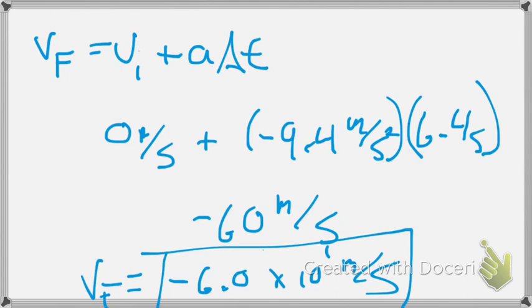Yeah, sometimes I think it would help if we wrote it like seconds over 1. It would help us see that those seconds cancel out and we're left with meters per second.